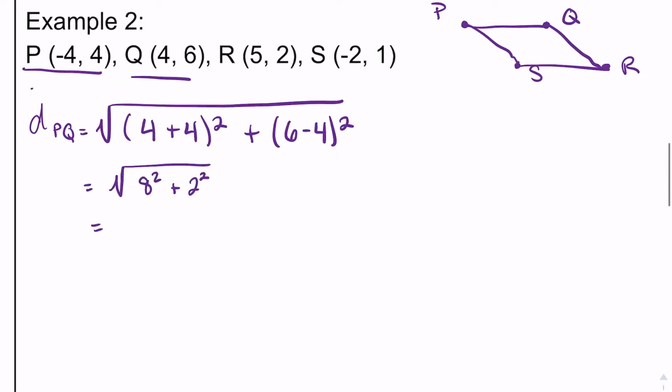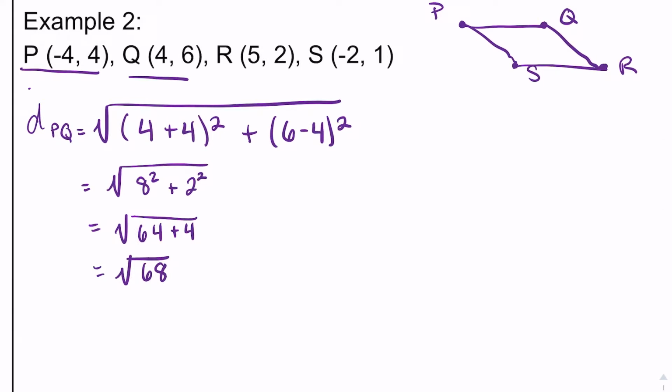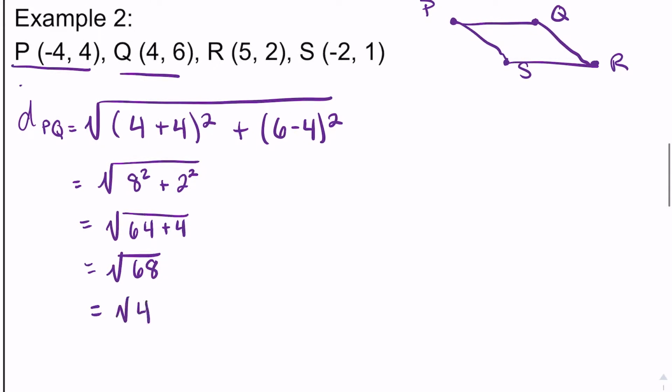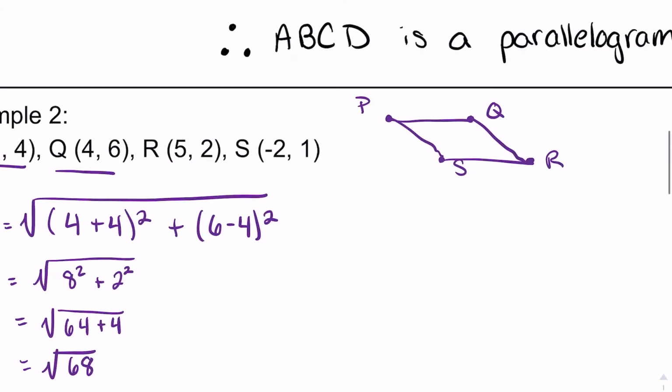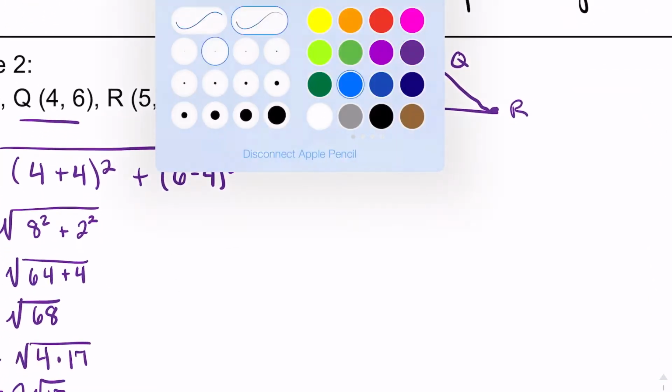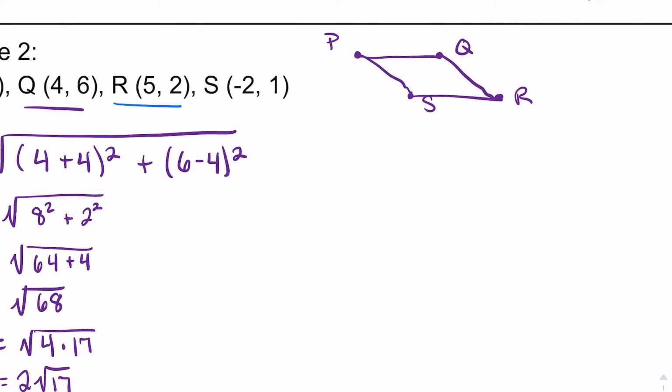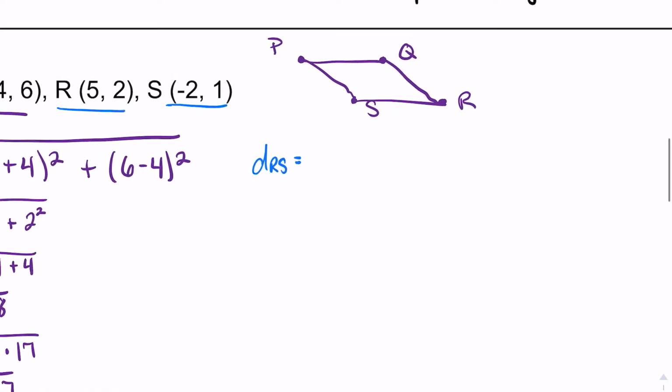Simplifying, we get the square root of 68, which can be simplified a little bit. That'd be 4 times 17, so that's the same as 2 root 17. All right, now we want to see if the bottom is that same distance. So we can see by our sketch that the bottom would be RS. So we're looking at these two ordered pairs. X2 minus X1 is going to be negative 2 minus 5. Y2 minus Y1 will be 1 minus 2.